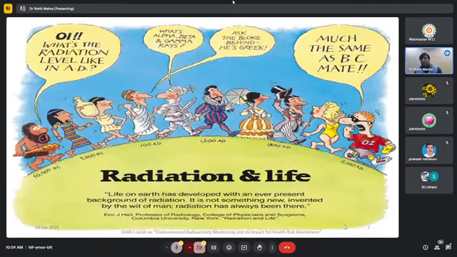Of course, this is again a very common slide which I generally tell my students, or even some audience when I go, that you need not worry about radiation. Radiation is not a new thing. It was there since the beginning of Mother Earth.